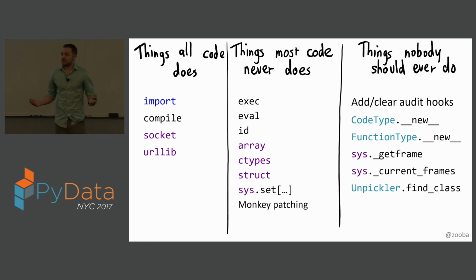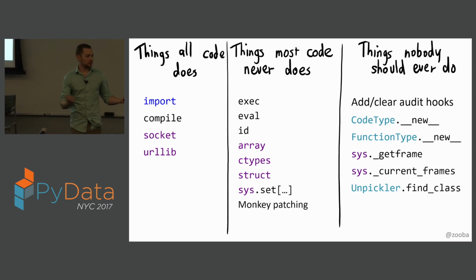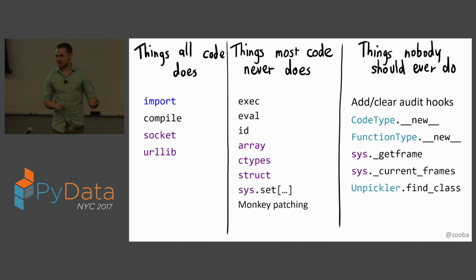And finally, there's events that no one should ever do. For example, if you've set up an audit hook so that you have some code to be called whenever an event happens, if someone else does that, they probably shouldn't be doing that because you did that. So you get to hear about it.